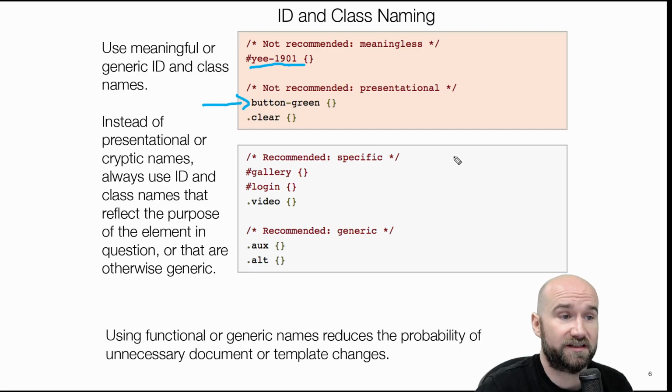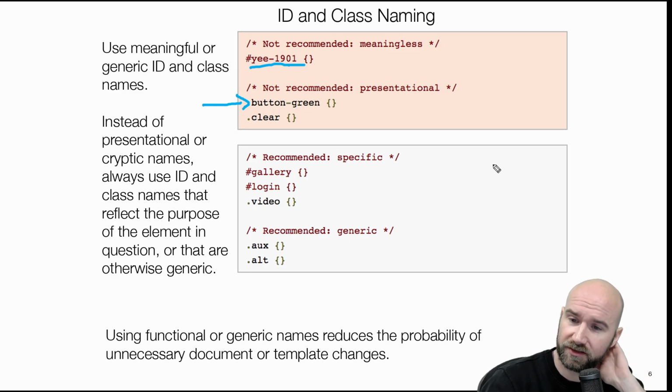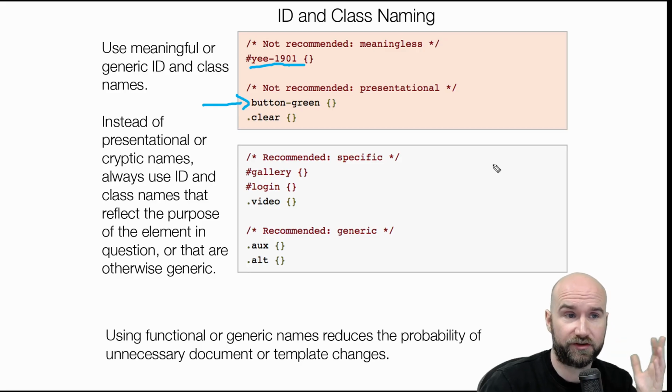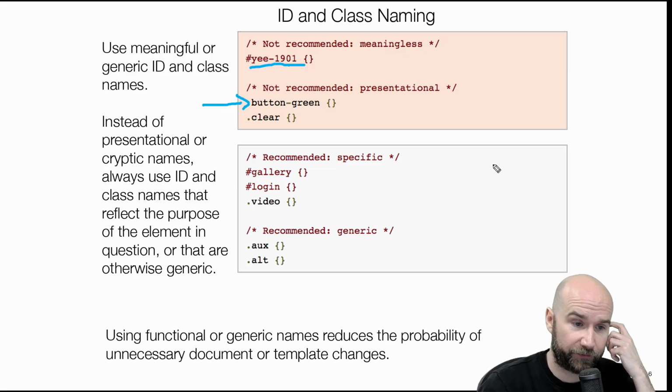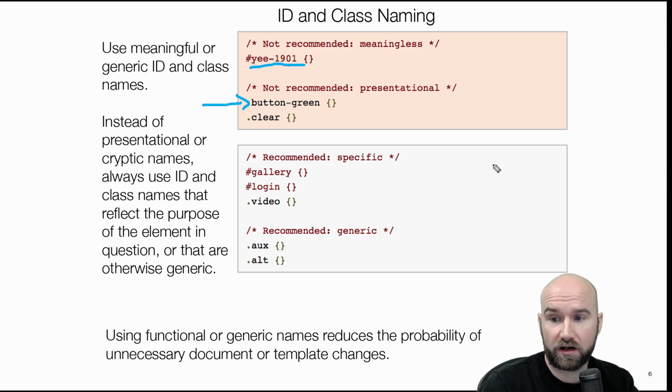But if you see here, we have a style that's like button green. It's like, no, you don't want to name your classes or your rules like that, because you want them to represent the purpose of the element in a more generic way, rather than button green, button red, button blue. It could be submit button, or confirmation button, or positive button, or whatever.